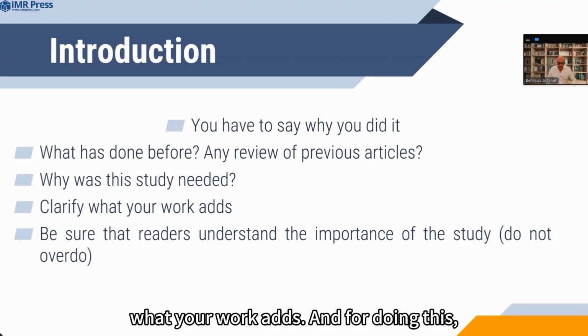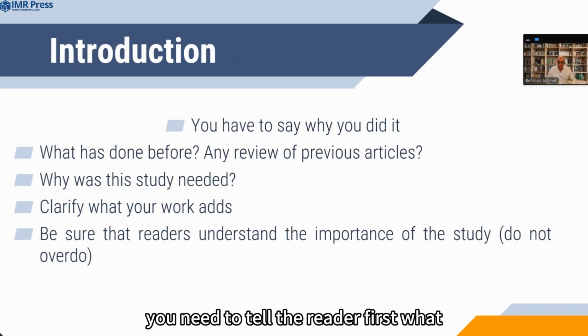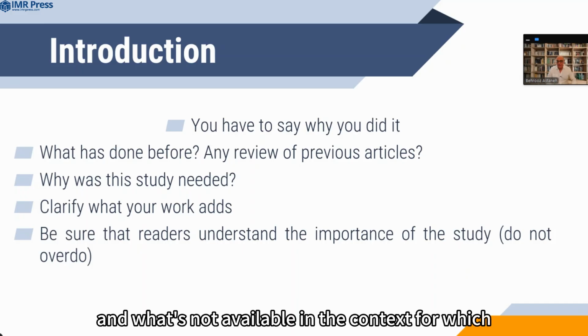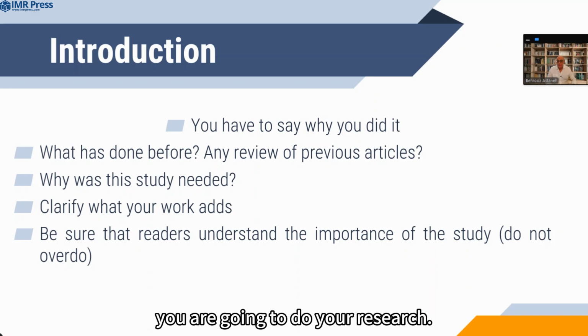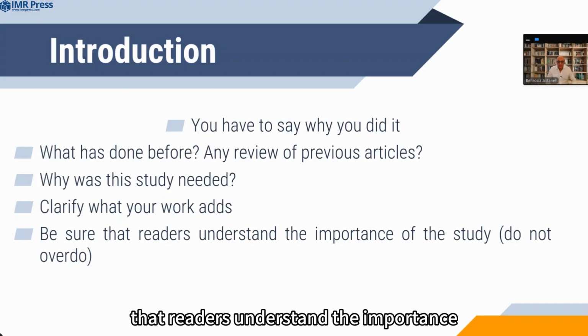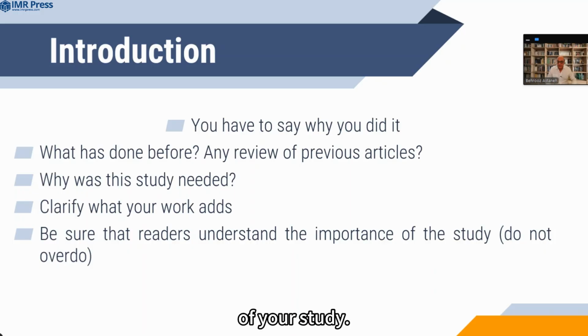And for doing this, you need to tell the reader first what is the context of the work and what's available in that context, and what's not available in the context for which you are going to do your research. So you need to clarify very clearly what your work adds. And at the end of the introduction, you need to be sure that readers understand the importance of your study.